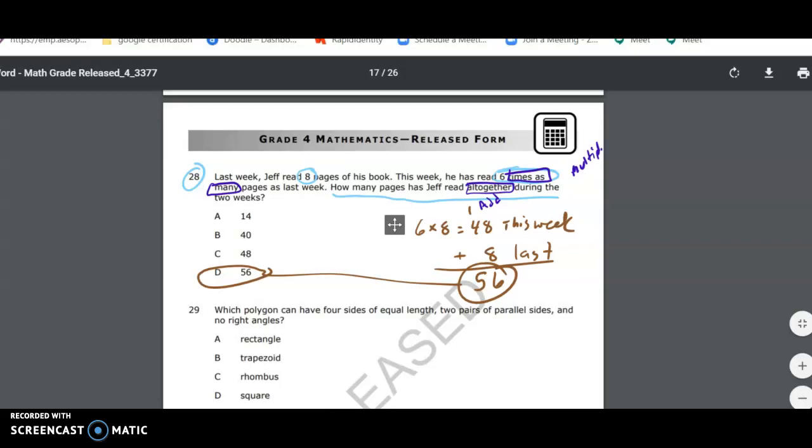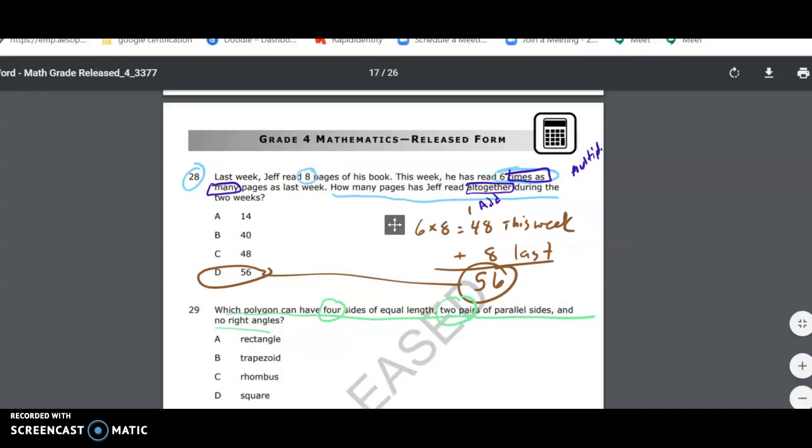Key numbers in here, 4 sides, 2 pairs. Okay, and our question, of course, which polygon can have 4 sides of equal length, 2 pairs of parallel sides, and no right angle? So it's got to have all 3 of those. In order to be the answer to this question, it has to satisfy each of those.